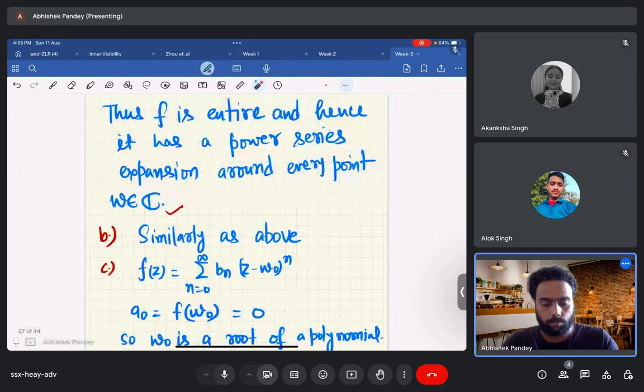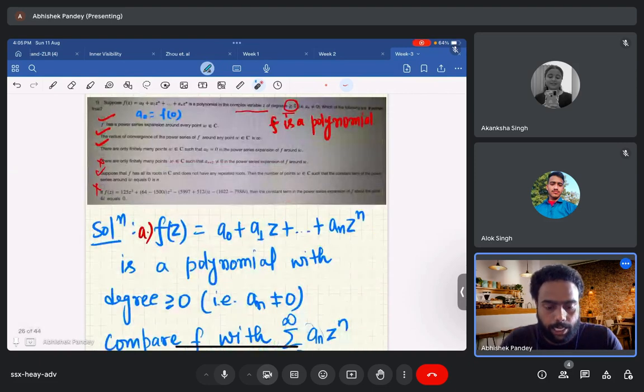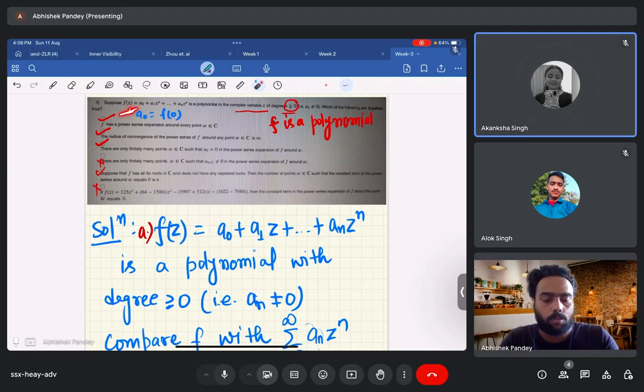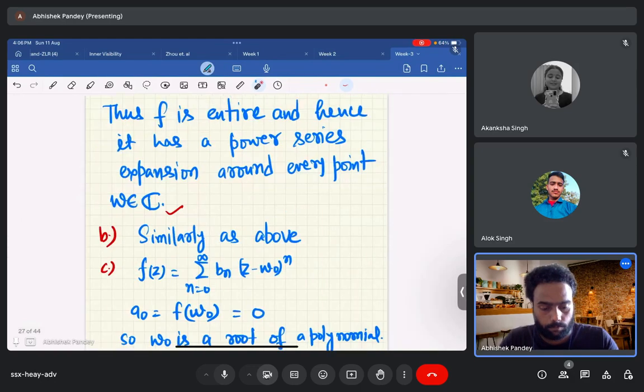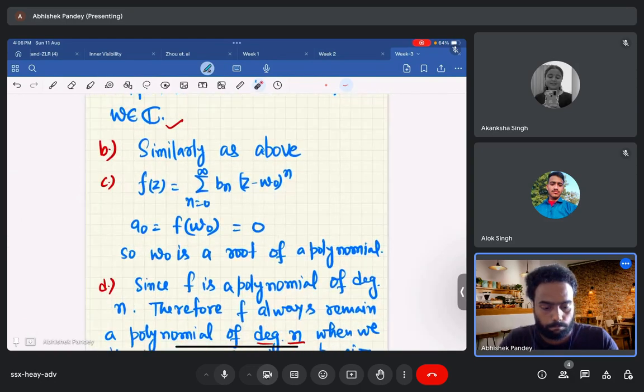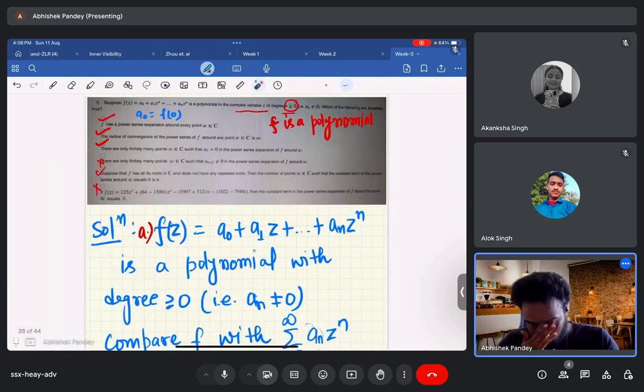What is this third one? So f(z) is equal to this one. What is this a0? a0 is f of 0, isn't it? Yeah. So you can have only, wait a minute. Just wait a minute.